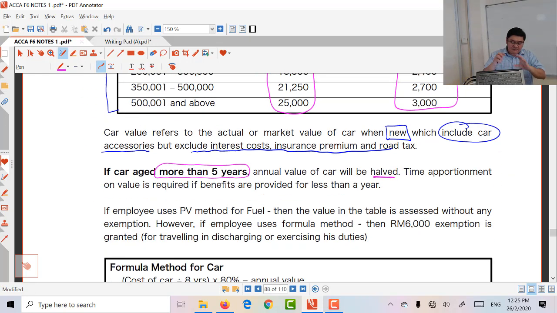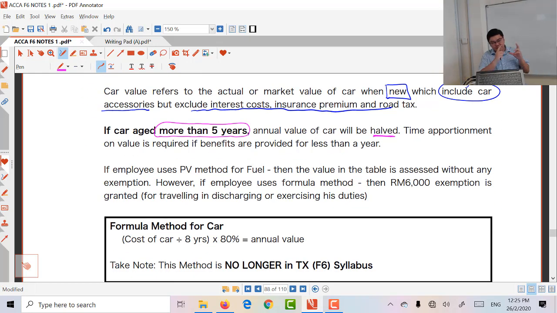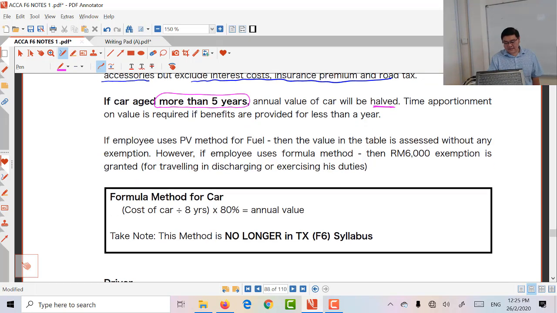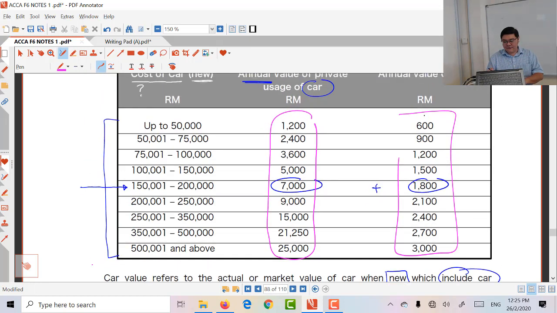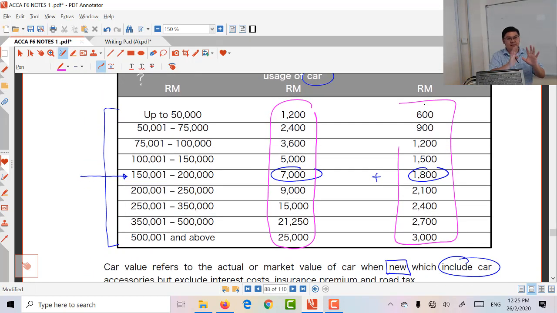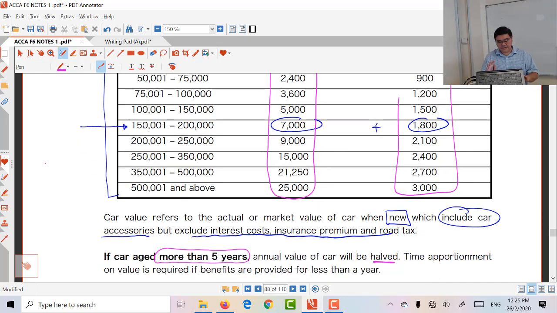And it's mentioned very clearly in the BIK table, so you should not miss all that. Now, you have to understand that when you're using this table for petrol, there's no more exemption of 6,000 a year. In case you're thinking of the traveling allowance with a 6,000 exemption, can I claim the exemption? No. The moment you use this, the exemption doesn't apply to you anymore. So the 6,000 doesn't apply.